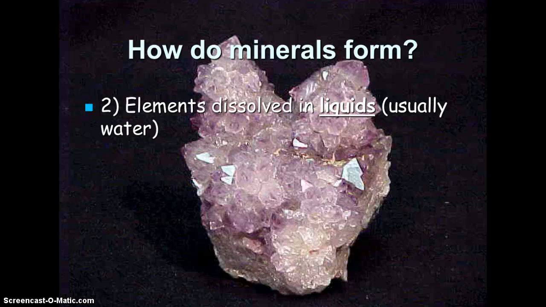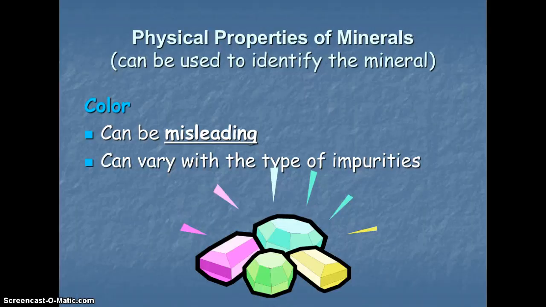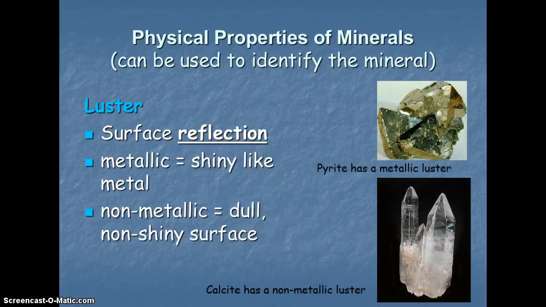Another way that they form is by dissolving in liquids, usually in water. Okay, some physical properties of minerals. They can be identified by their color, but sometimes the color can be misleading. Sometimes you get an impurity in the mineral which causes it to be a little bit of a different color. So color is kind of a hard one to use, but color can be a property to be used to identify a mineral.